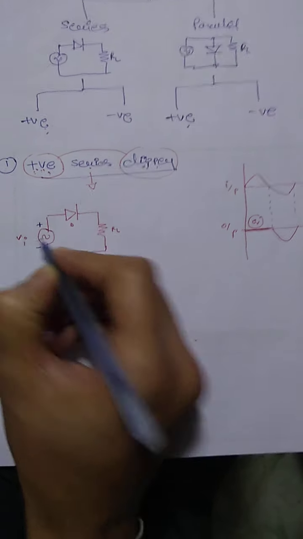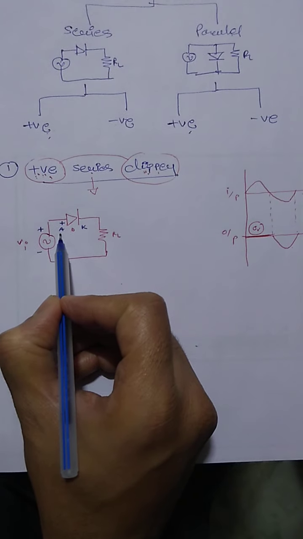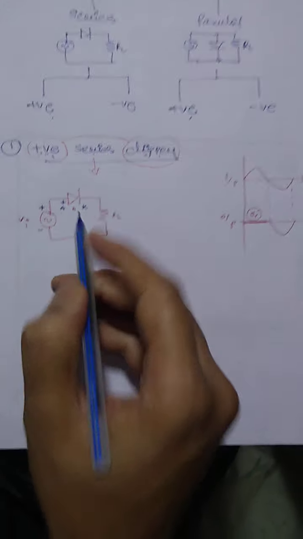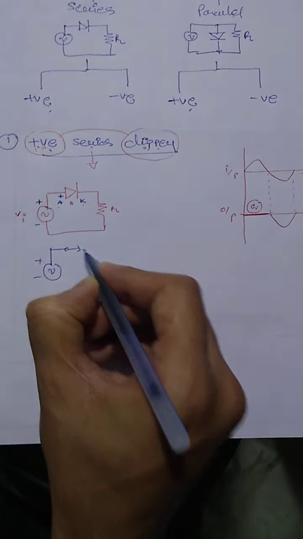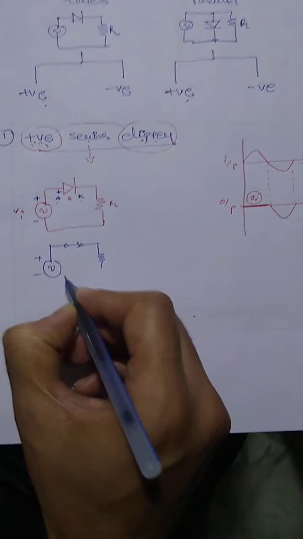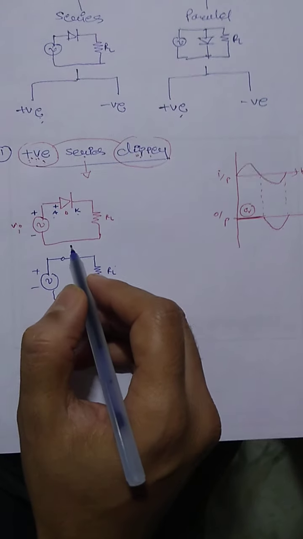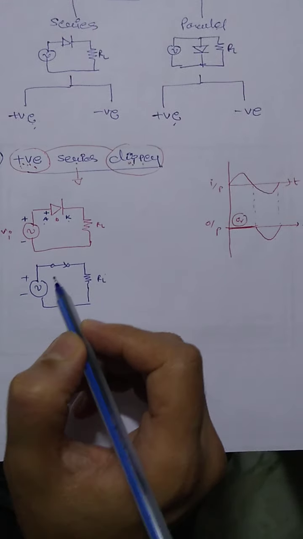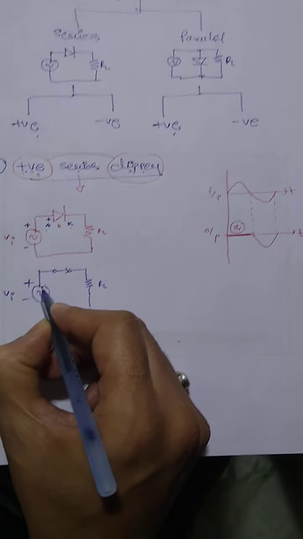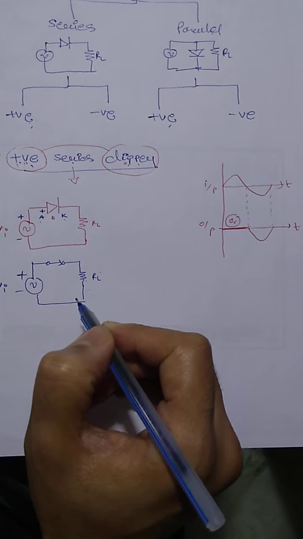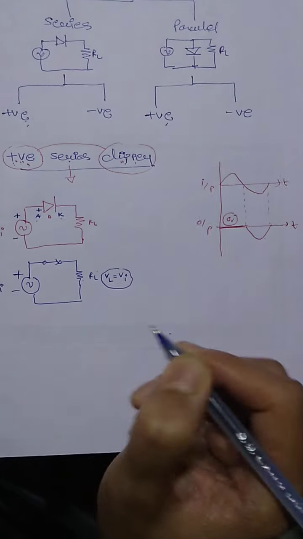Consider the positive half cycle. So plus over here and minus. So the plus part is at the anode of this diode. So the anode is more positive compared to the cathode. So the circuit behaves like this, the diode is on. Consider the diode is ideal, so there is no voltage drop at the diode. So whatever input is present, it will reach your load resistance RL. So the output voltage is approximately equal to VI.